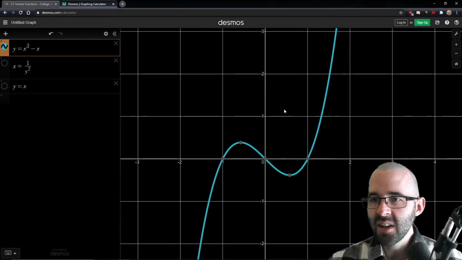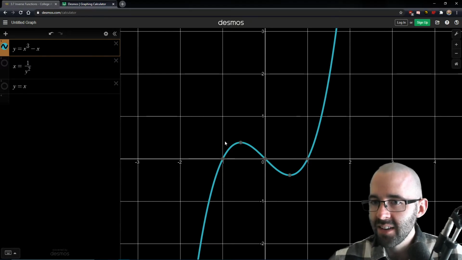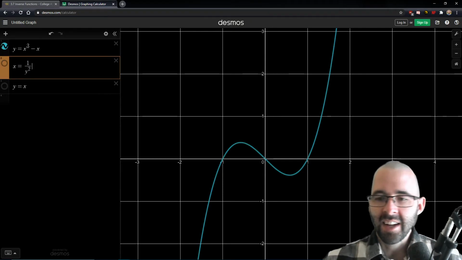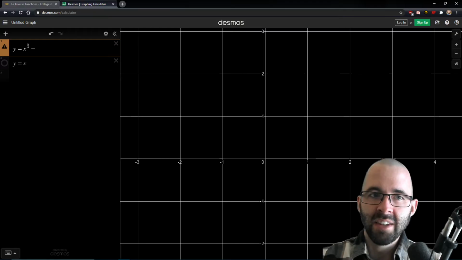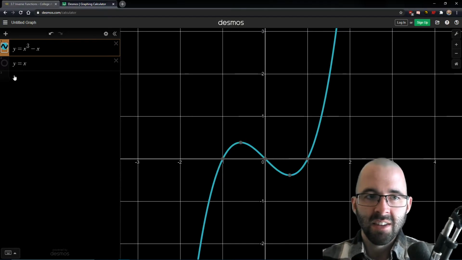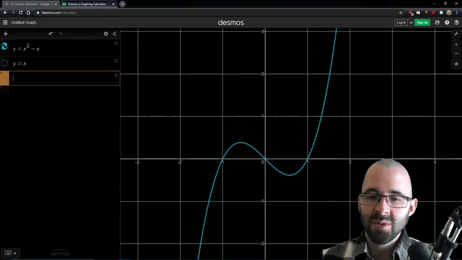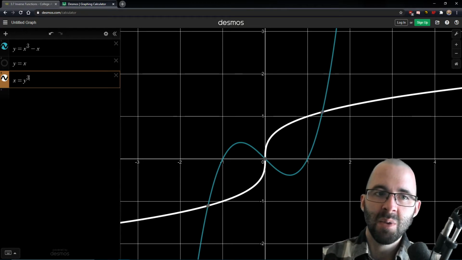Again, it fails the horizontal line test. It passes most places, but it fails the horizontal line test around here. Okay. And again, if we tried to see, well, if it did have an inverse, what would it look like? You'd switch the x's and the y's.